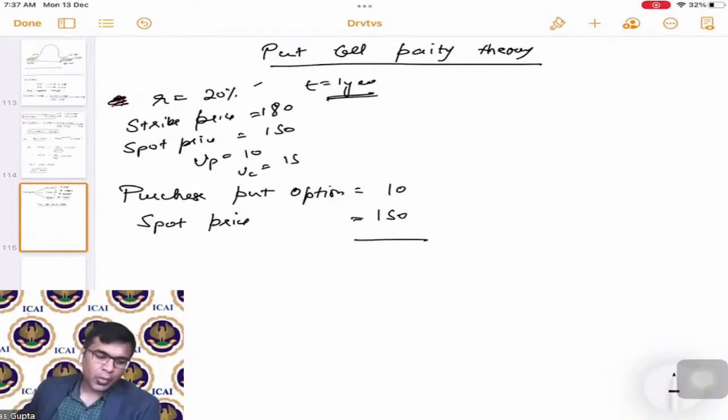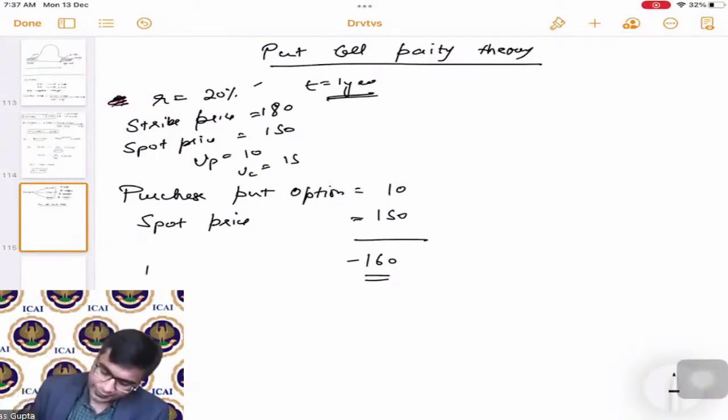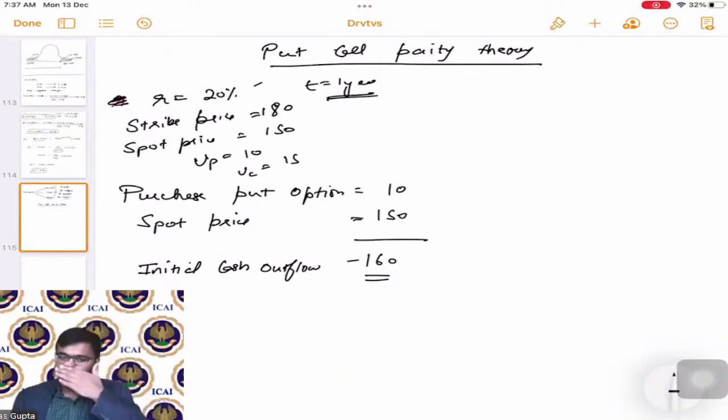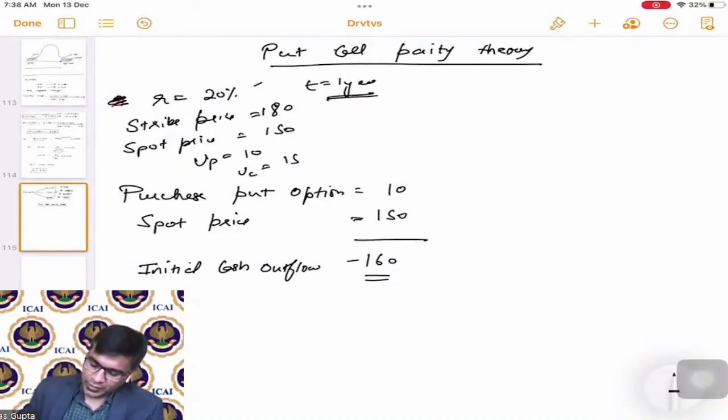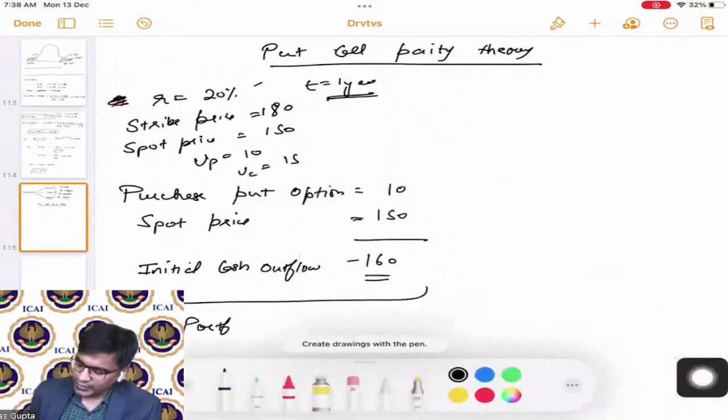And then one of the portfolios is formed, for which the initial cash outflow will be 160. Initial cash outflow is equal to 160. Right? Now, this is what, let's say, portfolio 1 or investor 1 will do. We are talking about investor 1 here.